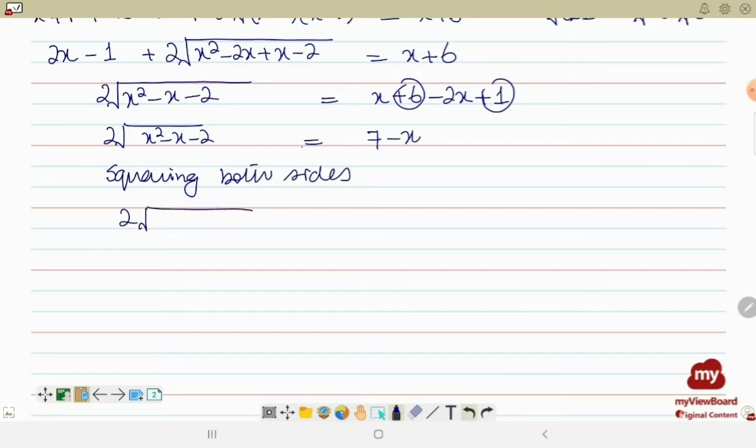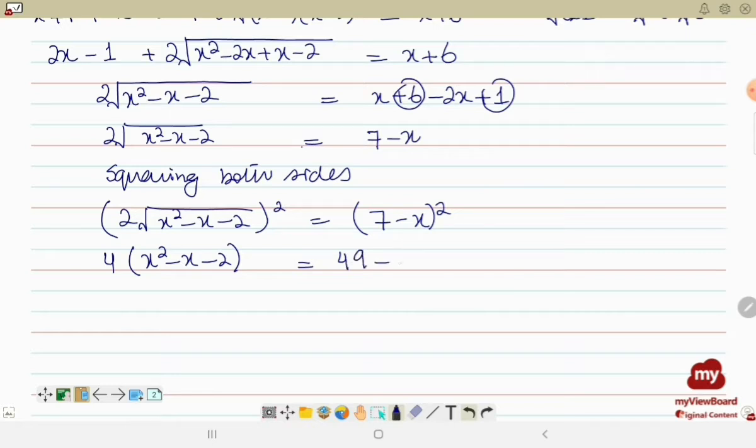So we'll write it like that. And here again on the right hand side we'll take the square. On the left hand side, square is on 2, it will become 4. Square is on radical sign, it will get cancelled. And on the right hand side, we'll open up the square. It is now the second algebraic identity.